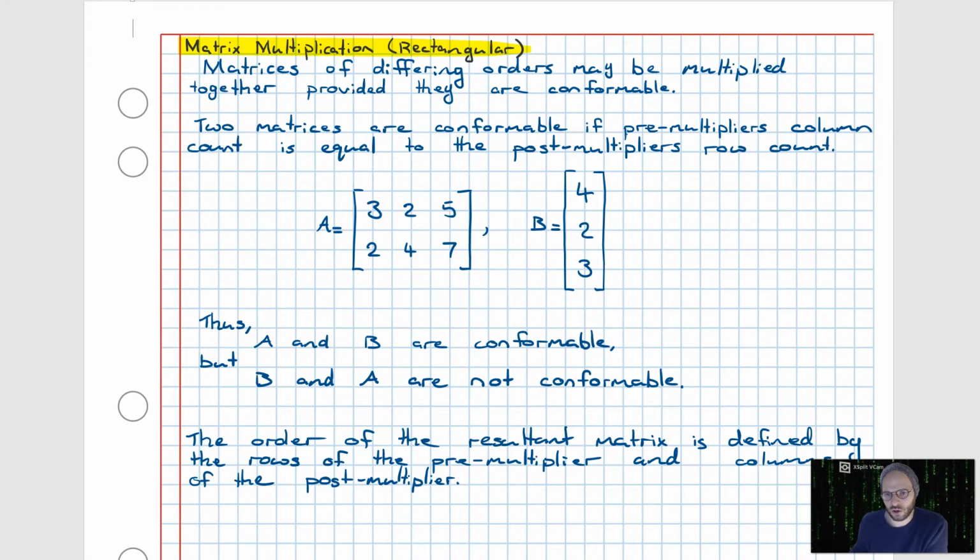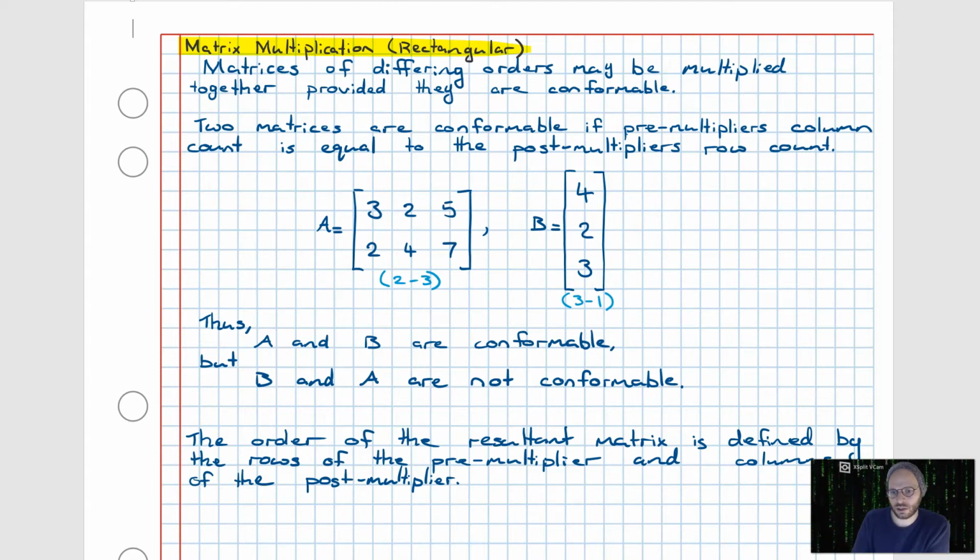Now, matrices of differing orders may be multiplied together provided they are what's called conformable. Two matrices are said to be conformable if the pre-multiplier's column count is equal to the post-multiplier's row count. Looking at matrices A and B, the order of matrix A is going to be 2 and 3, and the order of matrix B is going to be 3 and 1. So 3 rows, 1 column.